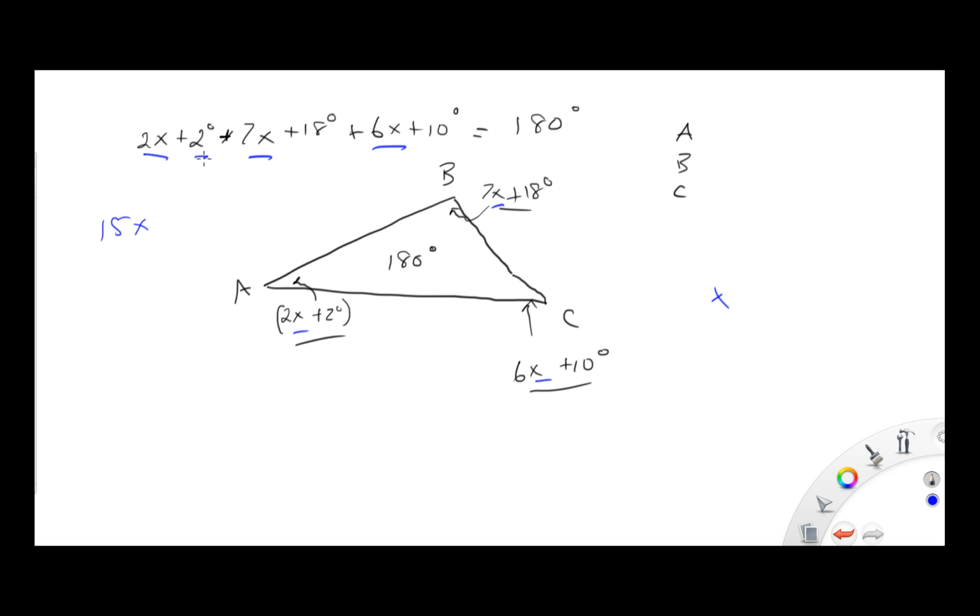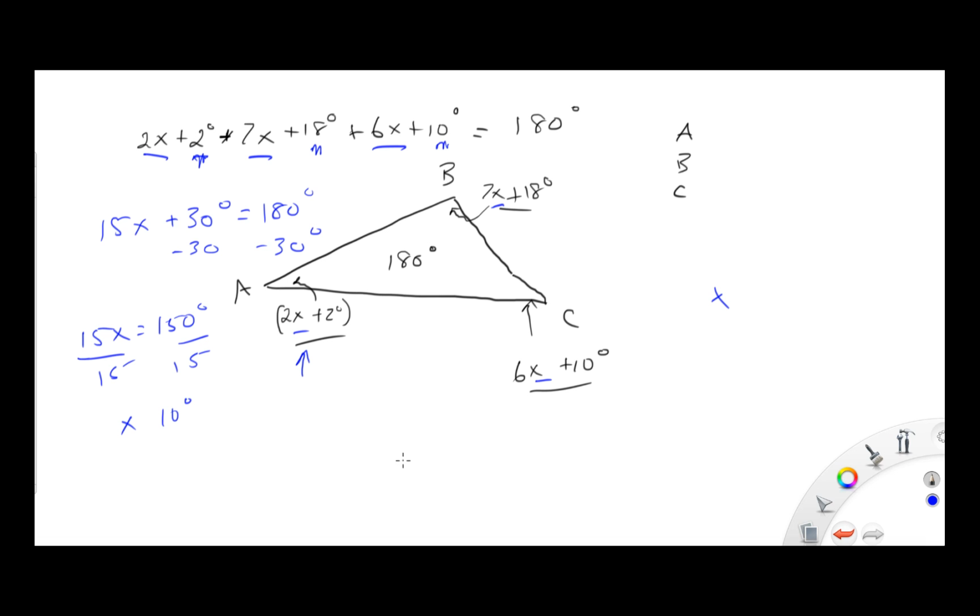We have 2 degrees, we have 18 degrees, that's 20, and we have 30 degrees. So plus 30 degrees equals 180 degrees. Subtract 30, subtract 30, so 15x equals 150 degrees. Divide by 15, divide by 15. X then is going to equal 10 degrees. Okay. So, if this is 10 degrees, let's go to A.